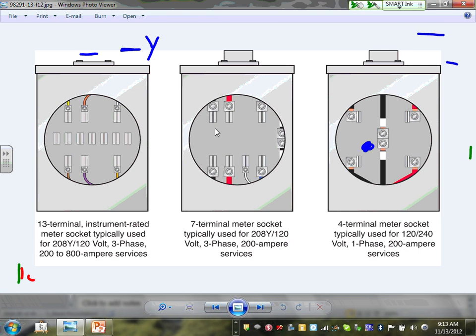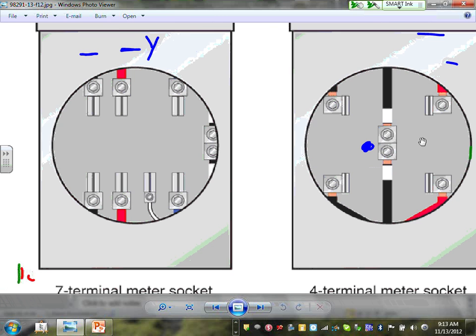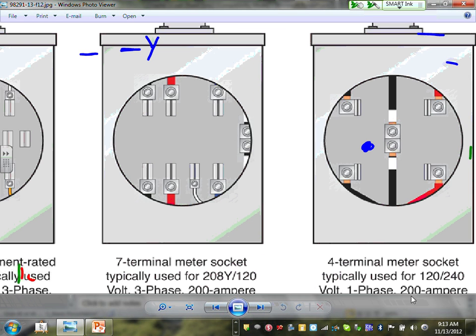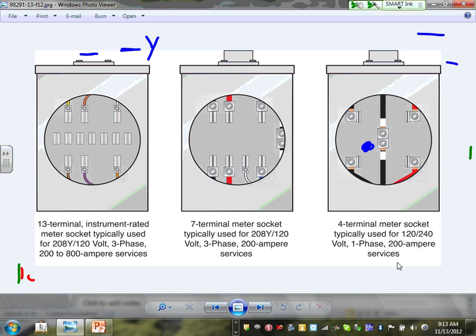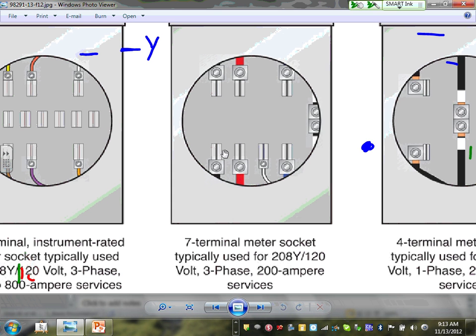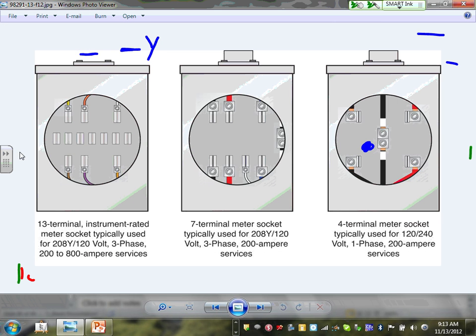Meters, really interesting. Here's what you have in your house and mine, Jamie. This is called a 4-terminal meter. Can you guys see 1, 2, 3, 4? Typically dwelling 208, 120, up to 200 amp. This one is a 7-terminal meter socket. Why 7? 1, 2, 3, 4, 5, 6 for the 3-phase, and 1 for the neutral, to sense the neutral. Can you guys see that? That's your 7. This gets you up to 200 amp.